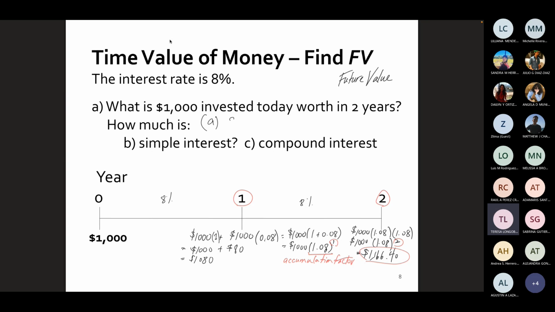So A is 1,000. So how much is it worth? So 1,000 becomes $1,166.40 in 2 years. I'll write that a little better because you can see. All right, so how much of that is simple interest? And we can talk about what simple interest is. And how much of that is compound interest? So what are those two concepts? You may have heard of them before.